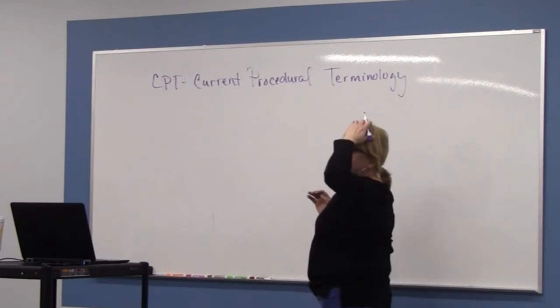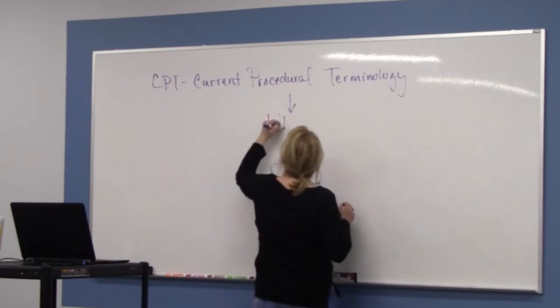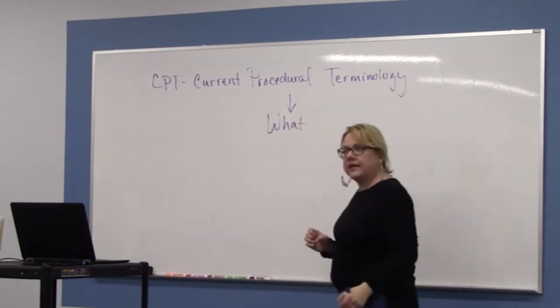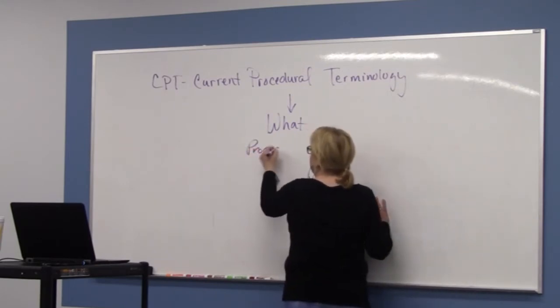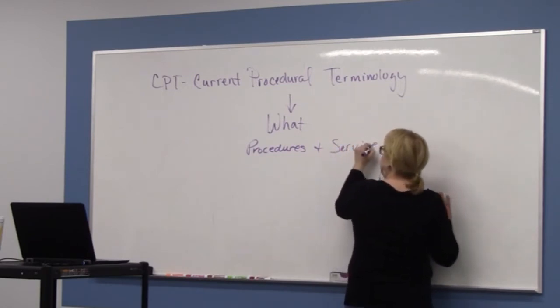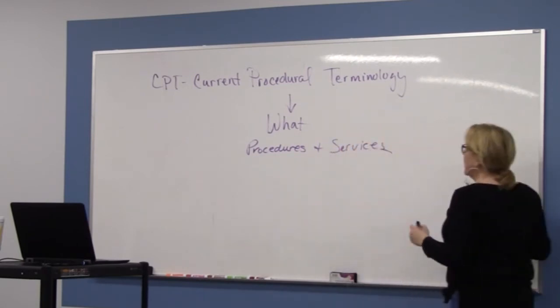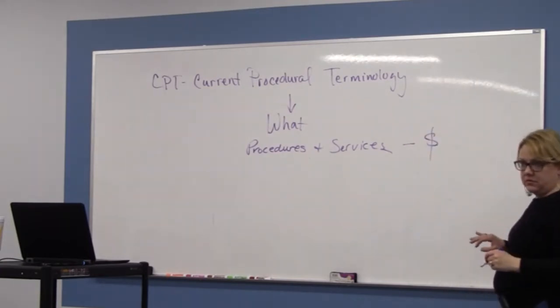So remember I said ICD was the why, right? This is the what. This is what we did, okay? This is procedures and services. You can just think these have dollar amounts attached to them, okay?